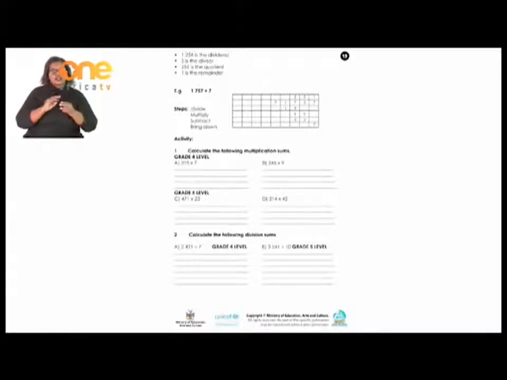Number 2, I want you to calculate the following division sum. The grade 4 learners, work out A, 2,421 divided by 7. And B, 3,541 divided by 10.